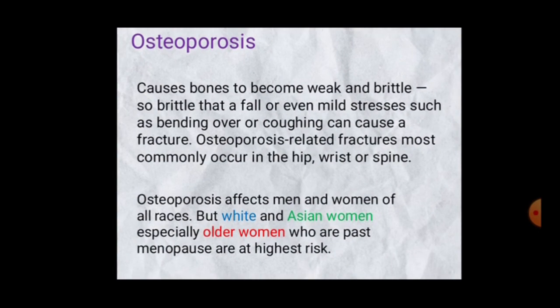Osteoporosis causes bone to become weak and brittle, so brittle that a fall or even mild stress such as bending or coughing can cause a fracture. Osteoporosis-related fractures most commonly occur in the hip, wrist, or spine. Osteoporosis can affect men and women, but it is more common in women, and older women are at high risk.